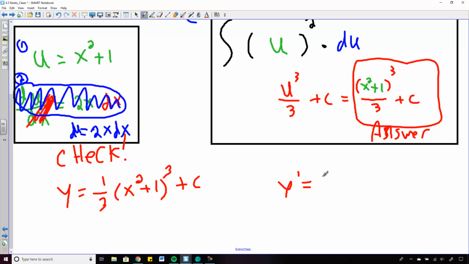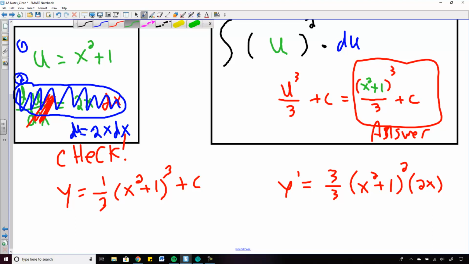Well, y prime would be 3 over 3 times x squared plus 1 to the second, times the chain rule, which is 2x. Now here's the deal. This is the U-substitution part, right? That's what we did with the U-substitution. That's gone. It's there. Now, you know it's not going to work out so beautifully that it's always going to be x squared and a 2x.